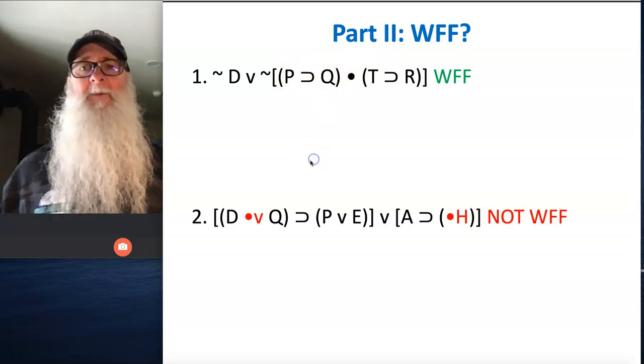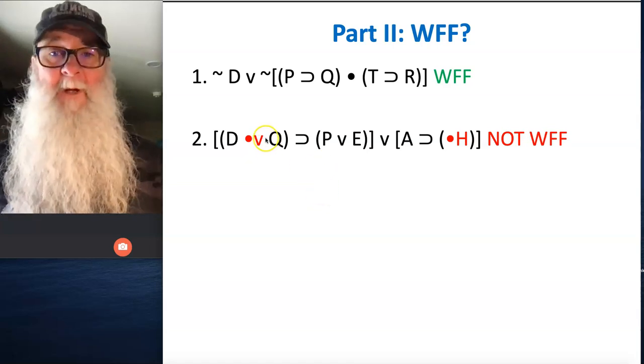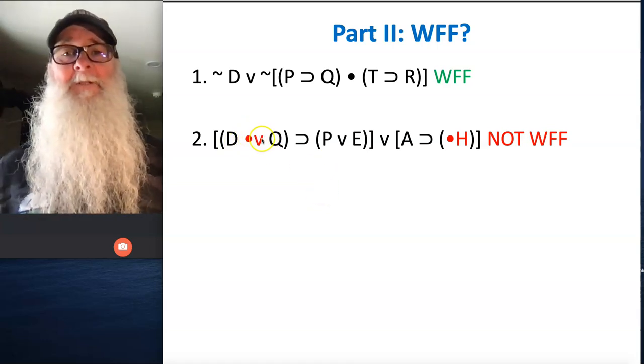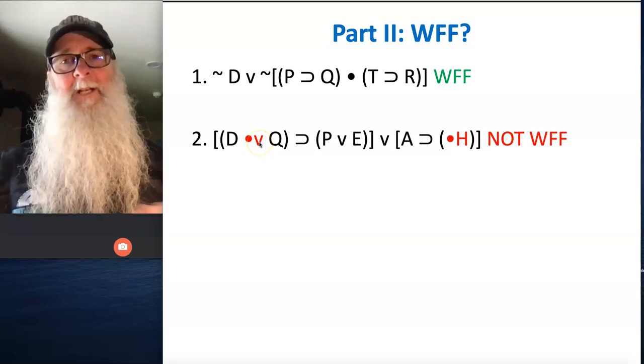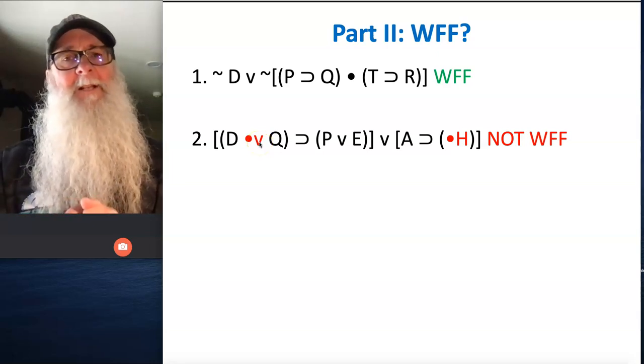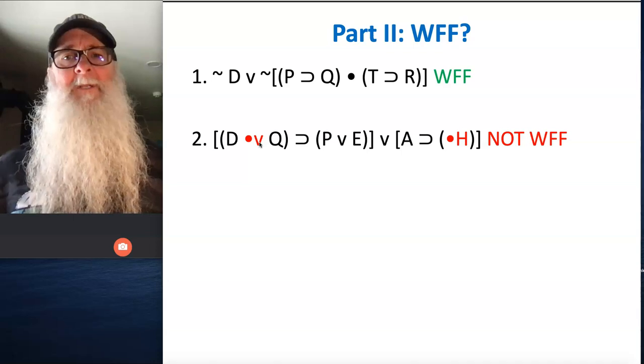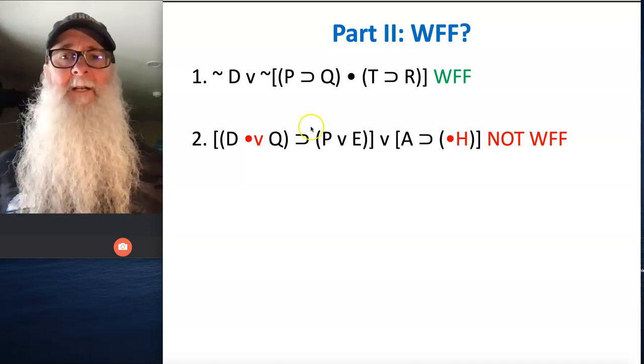So number 1 is a woof, but number 2's got problems. One of its problems is right here in the very first part. We have the dot and the wedge kind of smashed up against one another, and we're never allowed to do that with connective operators. We've always got to make sure we have letters on each side of a connective operator.